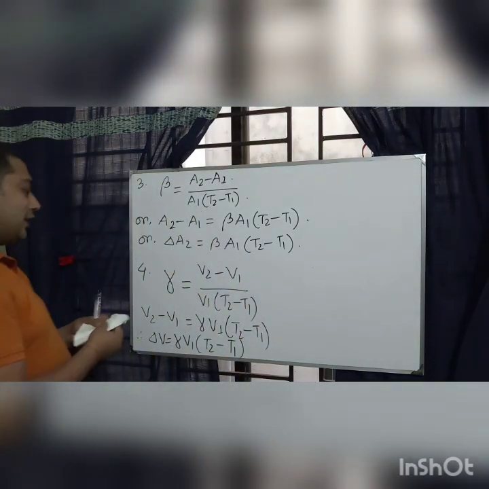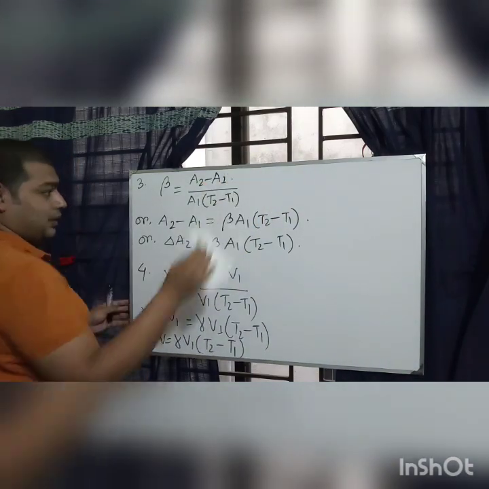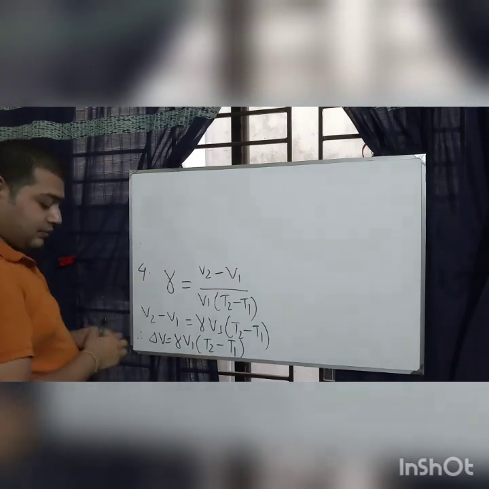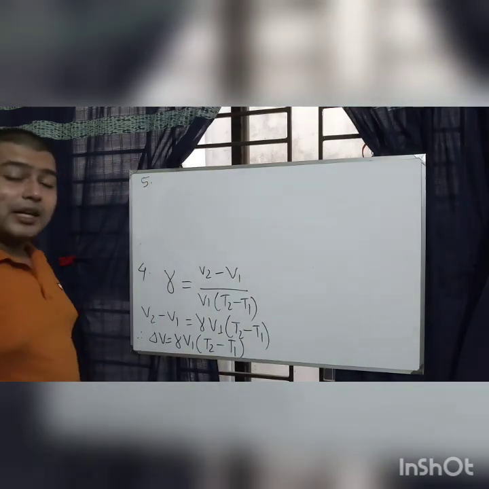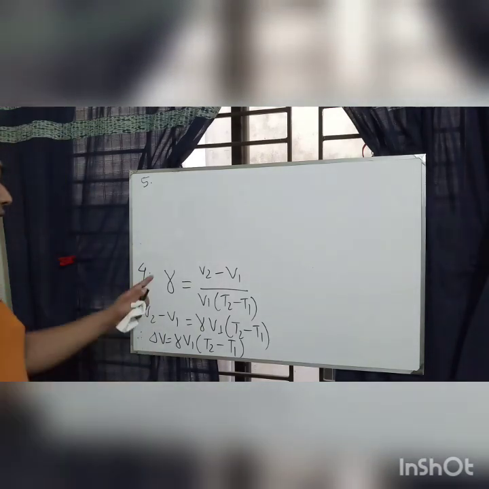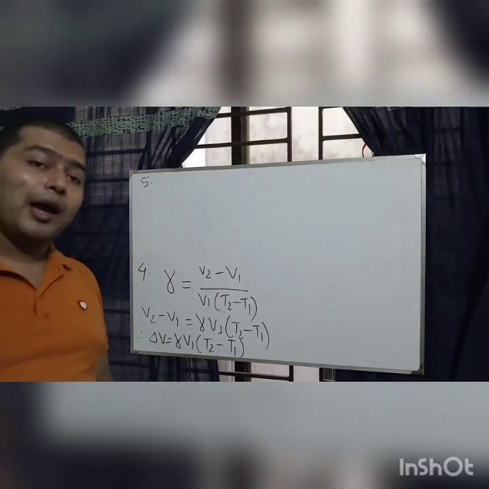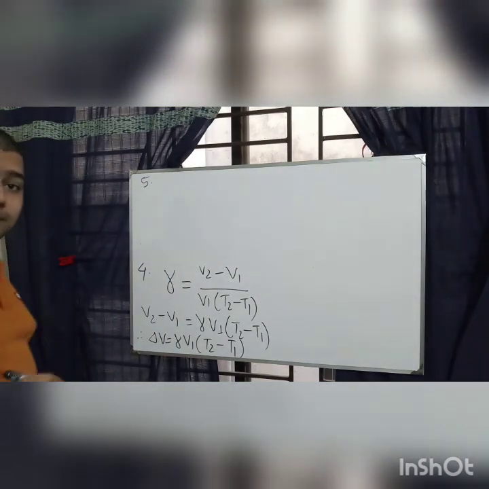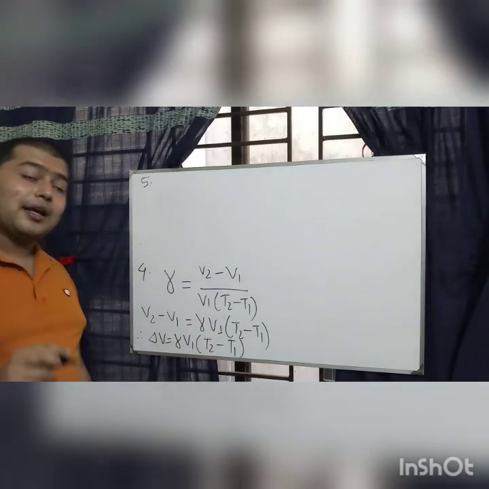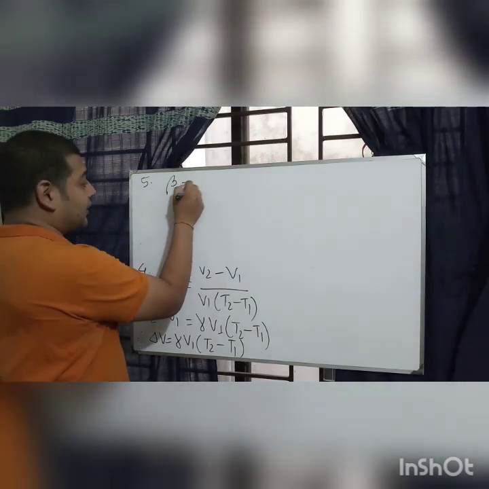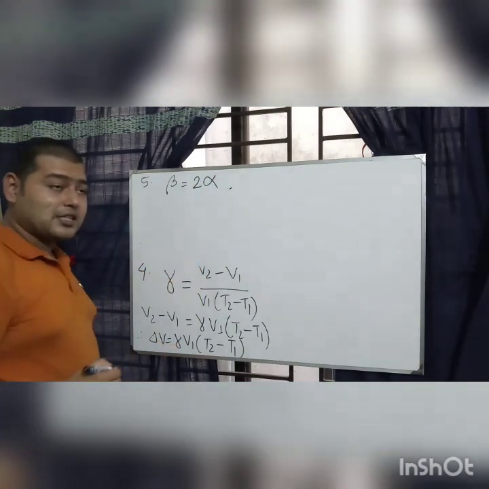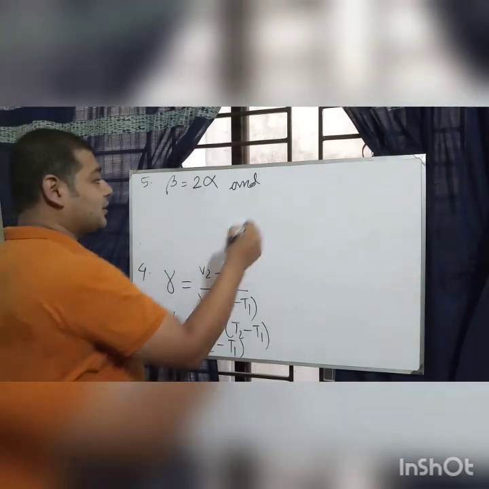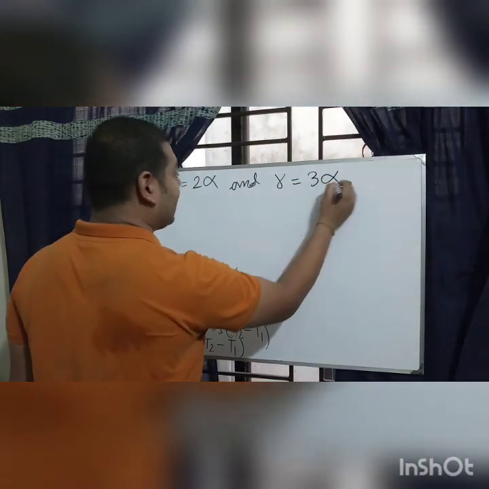And equation number 5 is the relation among the coefficients. The relation between linear and area coefficient is beta equal to twice alpha, and the relation between linear and volume expansion is gamma equal to thrice alpha.